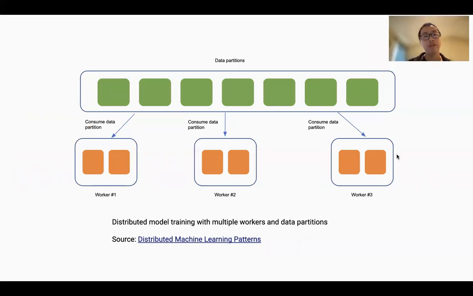A little bit more detail on the distributed model training side. You can have multiple workers. Each of the workers consumes a particular data partition from the data partitions that you partitioned ahead of time from the data source. This diagram is taken from my Distributed Machine Learning Patterns book. If you're interested, please take a look. You can read it free online.